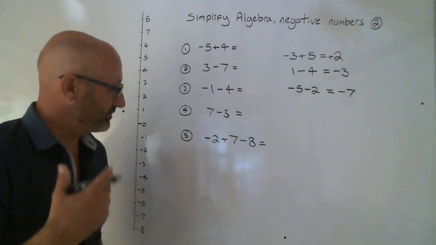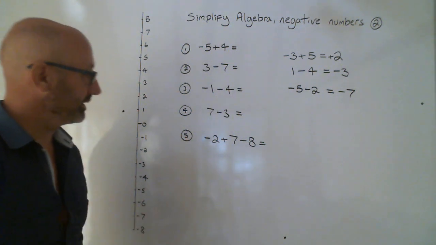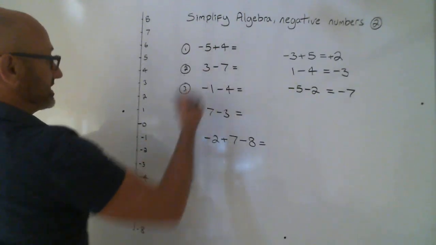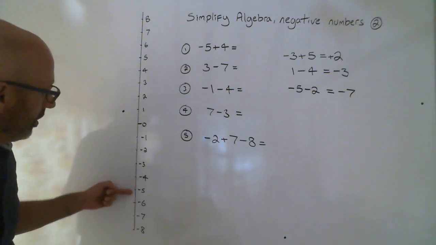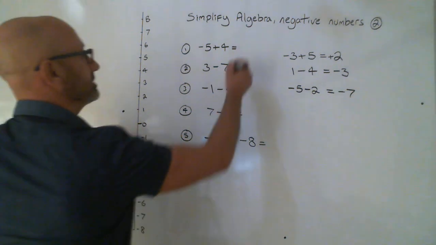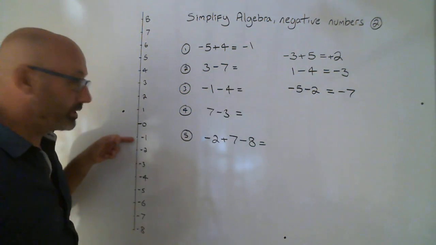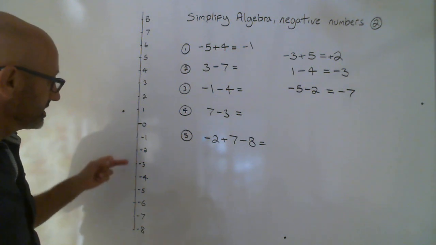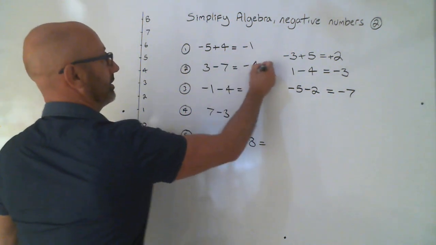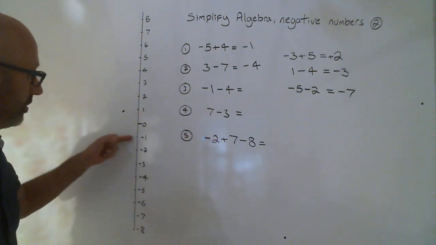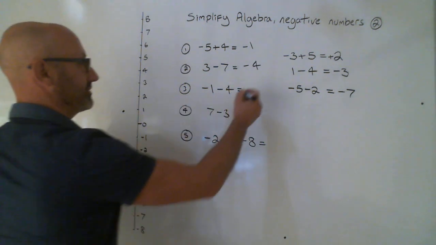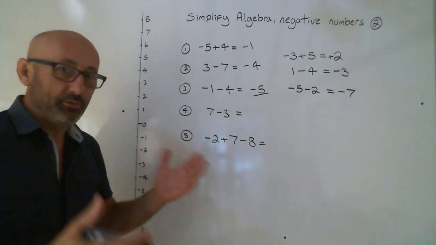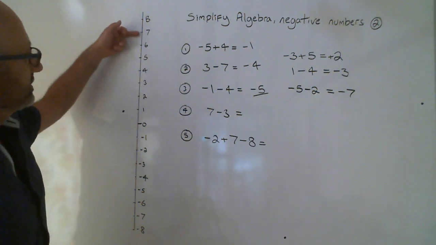Do pause the video and let's see if we've got them right now then. So we've got -5, add 4: 1, 2, 3, 4, is -1. Well done if you got that right. We got 3, take 7: 5, 6, 7, -1, -4, -5. And I put this one on the board on purpose, 7 take 3, just 7 take 3.